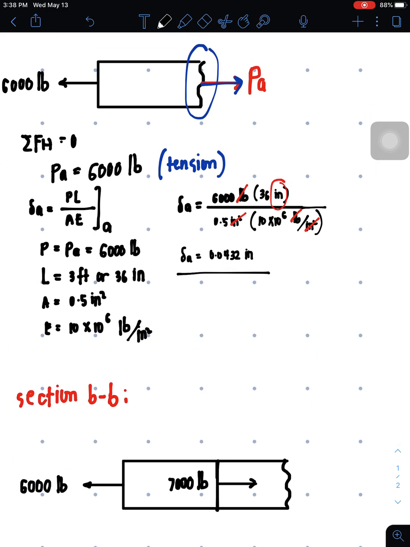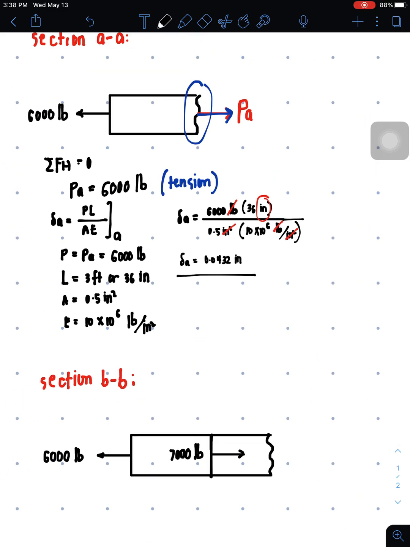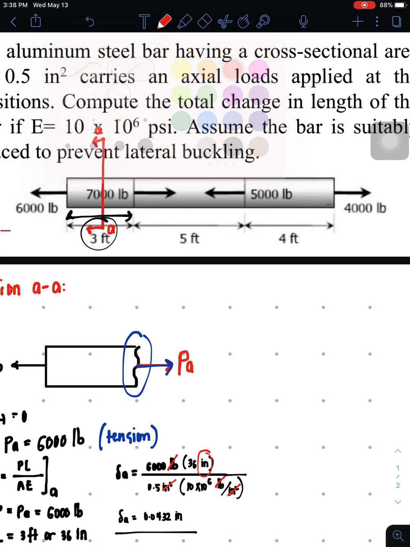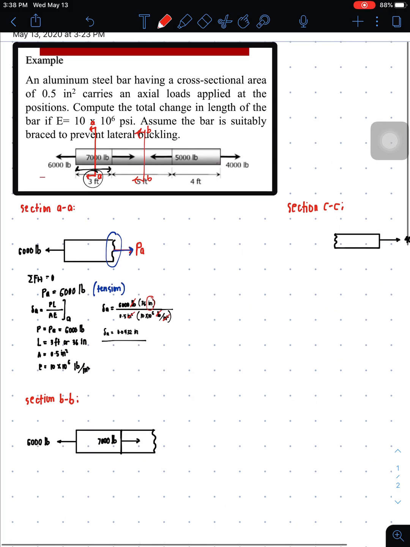But this is not the final answer yet, because we're still going to cut the other segments. Now this is for segment BB. This time it could be either the left or the right. It's really up to you, since what you see on the left is just the same as on the right, two forces. By the way, I prepared the section considering the left section.